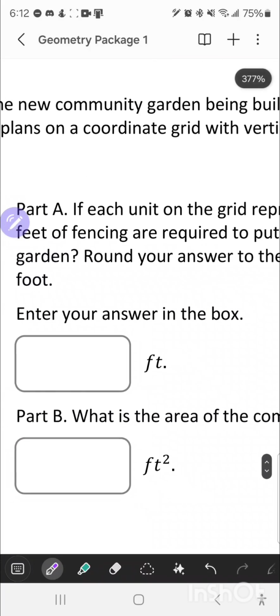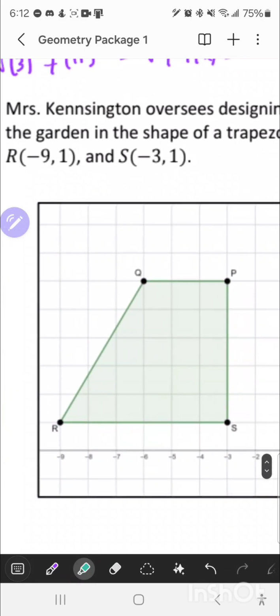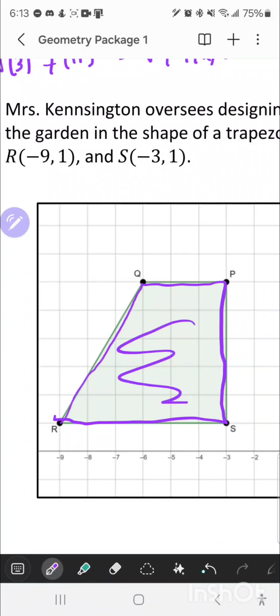Basically, the keyword here is "around." What does around mean? It means this, around the shape, the trapezoid. So what do we need to do? We need to find the perimeter. You want to go around the figure without touching anything inside, so what we need is simply the perimeter.